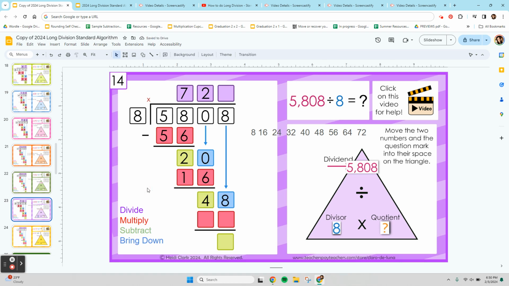All right, see if you can pause the video and finish it up on your own and then unpause and check it. I'm going to go ahead and finish up here. So how many times can 8 fit into 48? In other words, 48 divided by 8 is 6. And then you just multiply that back down to check that there's no remainder. Nothing left over. So 5,808 divided by 8 is 726. That's our quotient.